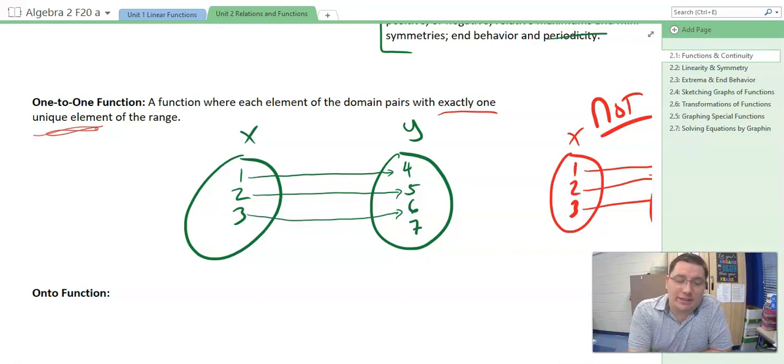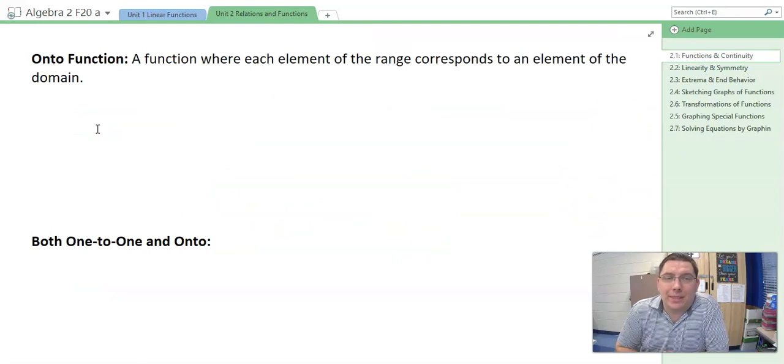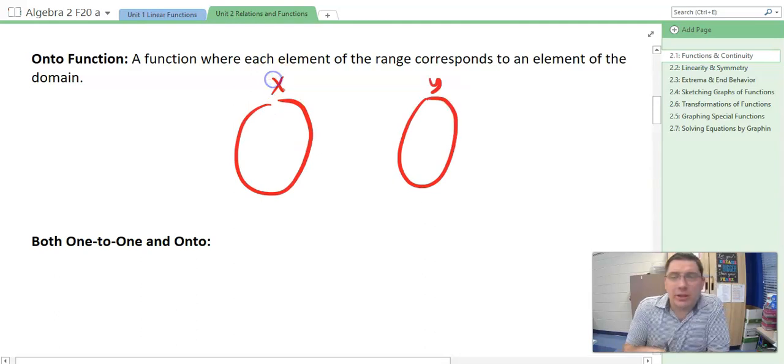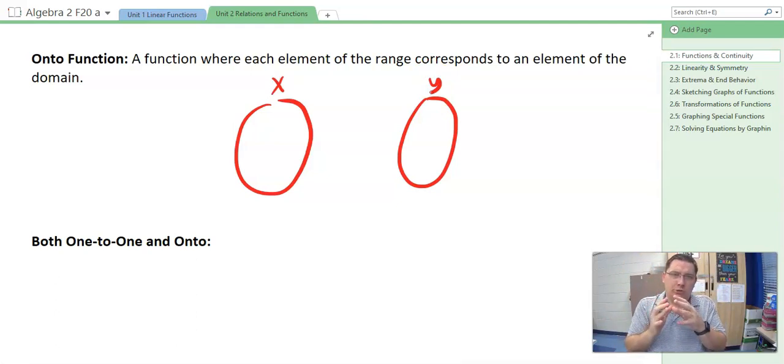So let's look at the second definition, which is onto. An onto function is a function where each element of the range corresponds to an element of the domain. And so the relationship is a little bit backwards here when we think about this. So here's our x's and here's our y's. And remember that the dependency in a function is from the x to the y. But onto makes us think about that actually in the reverse.